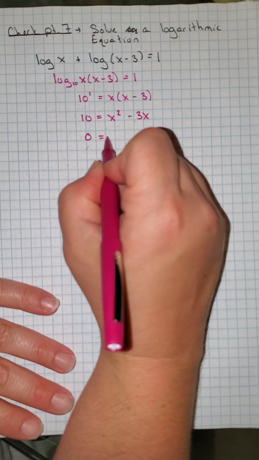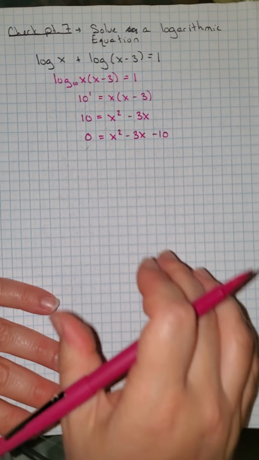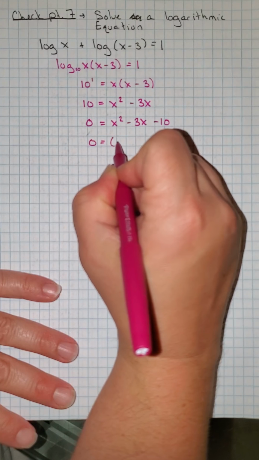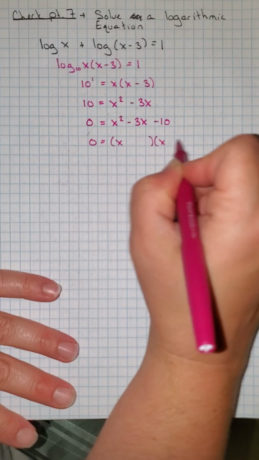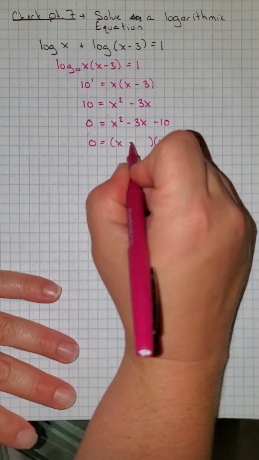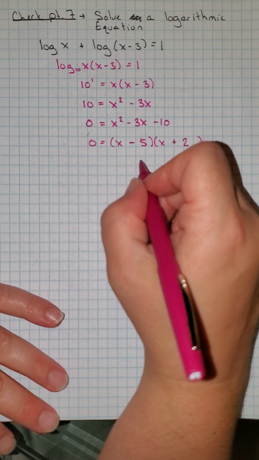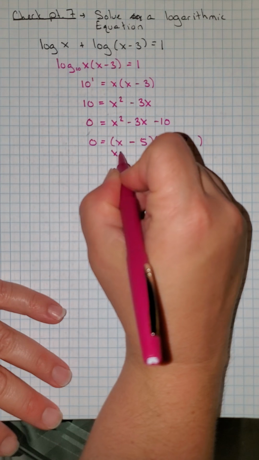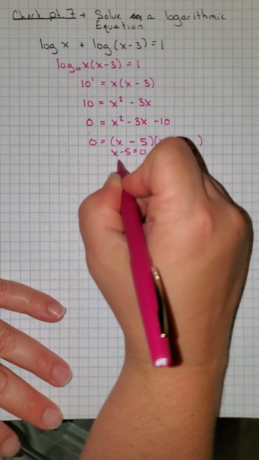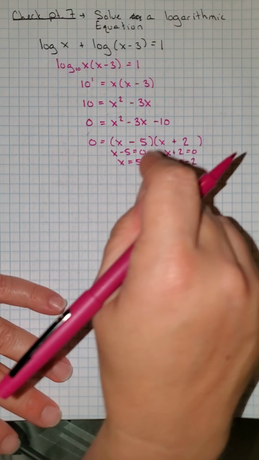Move the 10 over, so 0 equals x squared minus 3x minus 10. Put an x in front of both. Two numbers that multiply to negative 10 but add to negative 3. That's a negative 5 and a positive 2. Set them both equal to 0. So you get x is 5 and x is -2.